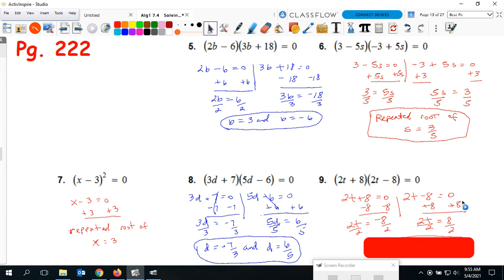On this one, you're going to do 2t minus 8 equals 0. Add 8 to both sides. 2t equals 8 and divide by 2. We're getting positive 4. So we're getting t equals negative 4 and t is equal to positive 4 for number 9.